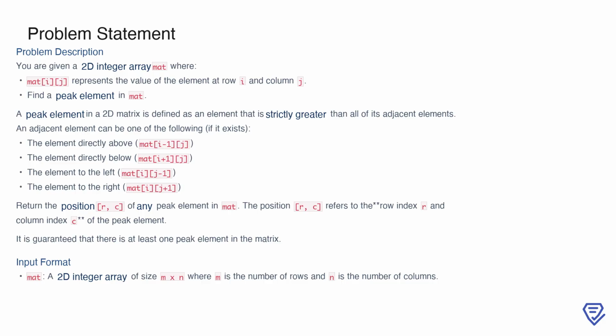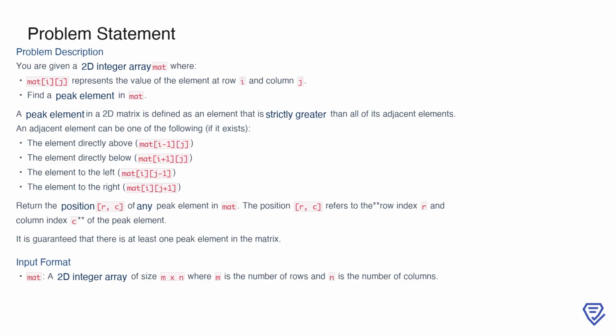In this problem, you're given a two-dimensional integer array, also called a matrix, which we'll refer to as mat. Each entry in the matrix, represented by mat[i][j], corresponds to the value at row i in column j. Your task is to find a peak element in this matrix. A peak element is defined as an element that is strictly greater than all of its adjacent elements. These adjacent elements can include the one directly above, below, to the left, or to the right of the current position, provided they exist. If a neighboring element doesn't exist, the condition simply doesn't apply to that side.